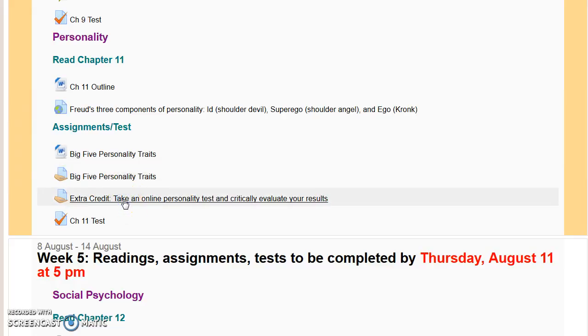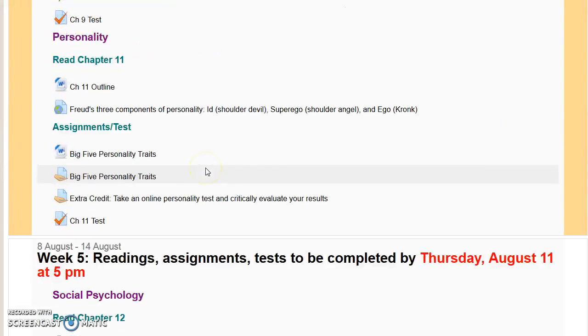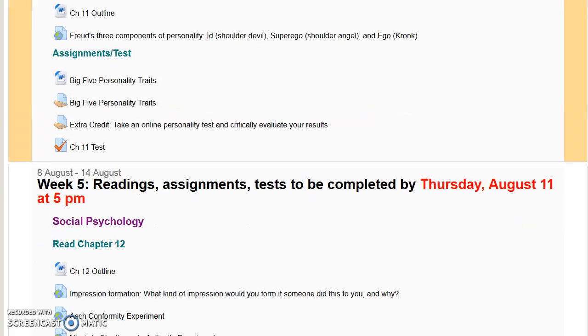There's also an extra credit opportunity where you can take a personality test online. I've got a few examples here. You can find another one somewhere else too. You don't need to pay for it. It can be free. So take a personality test online and do a 1 to 2 page write-up of how you think it reflects what was covered in the chapter and how accurate you think it is. Also, of course, you have 2 tests for this week.